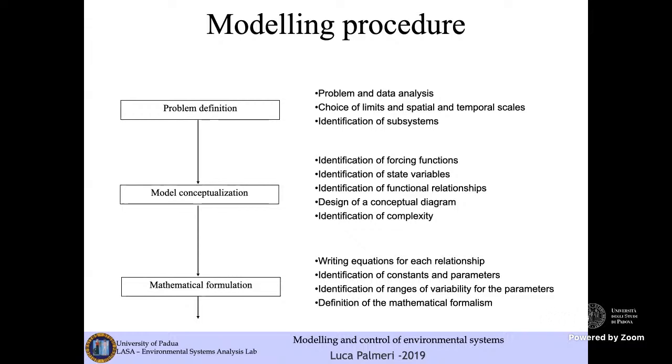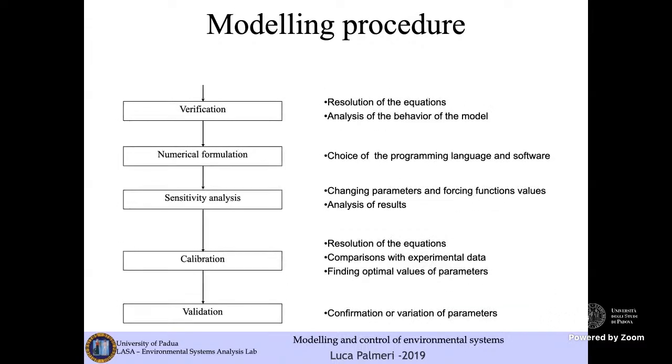So for the parameters that you include into your model, for example, a parameter may be the production rate of chlorophyll or the number of phytoplankton cells produced per unit time. So it is a production rate. So you shall identify a reasonable range of variability for the parameter, and then this is the time in which you define the mathematical formalism, so ordinary differential equations, partial differential equations, and so on.